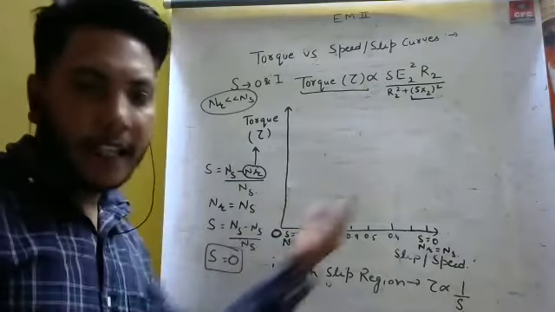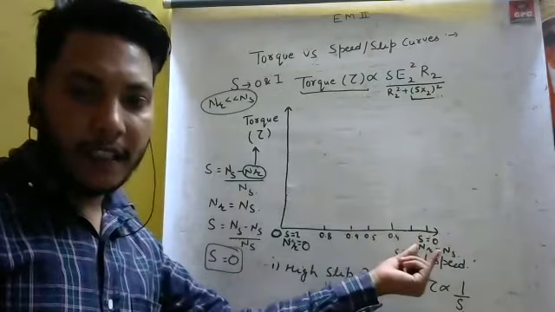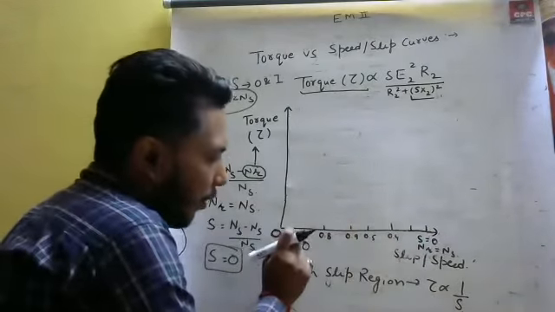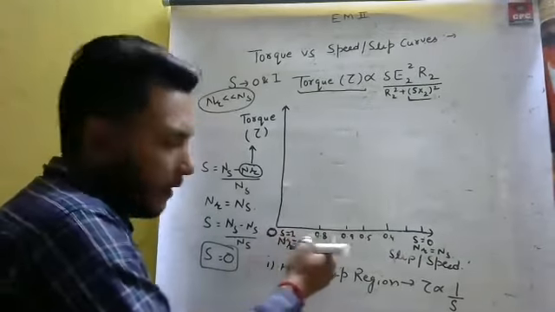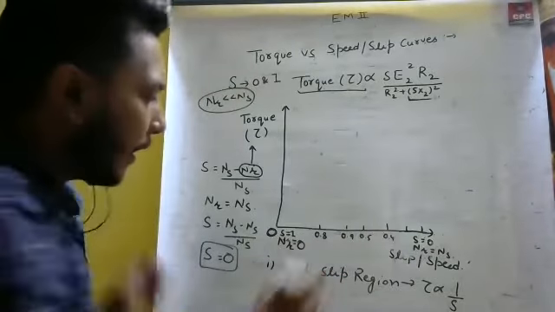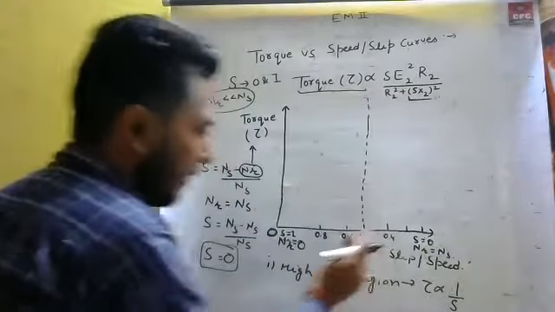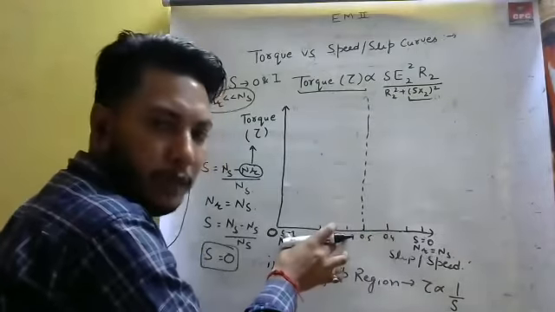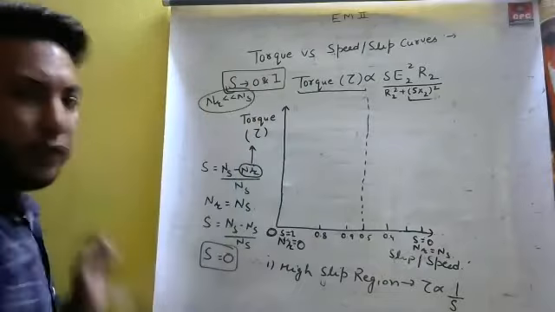First is your starting condition and second is your running condition. At starting condition, the value of slip is equal to 1, and at running condition, the value of slip is equal to 0. Therefore, we conclude that the value of slip decreases from 1 to 0. That's why I am writing here s is equal to 1 at starting, then 0.9, 0.8, 0.5, 0.4, and s is equal to 0. Here 0.5 is your half portion, and this remaining 0.5, then total is 1, because we know that the value of slip lies between 0 and 1.